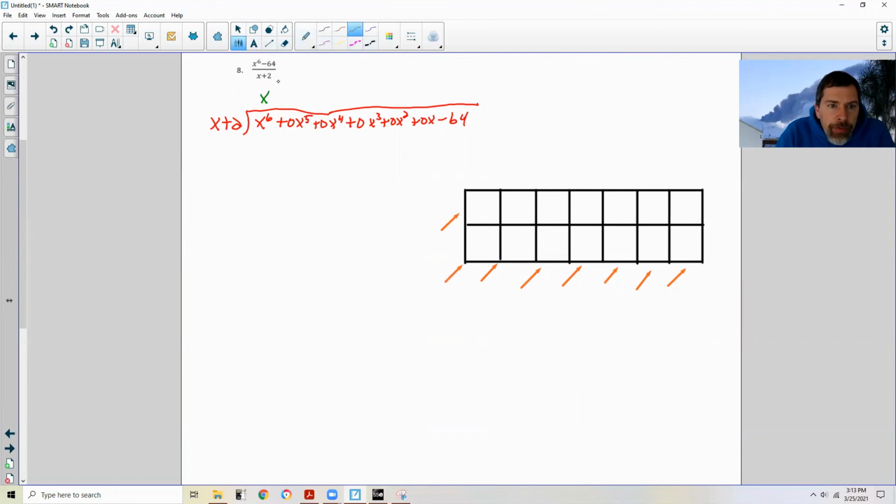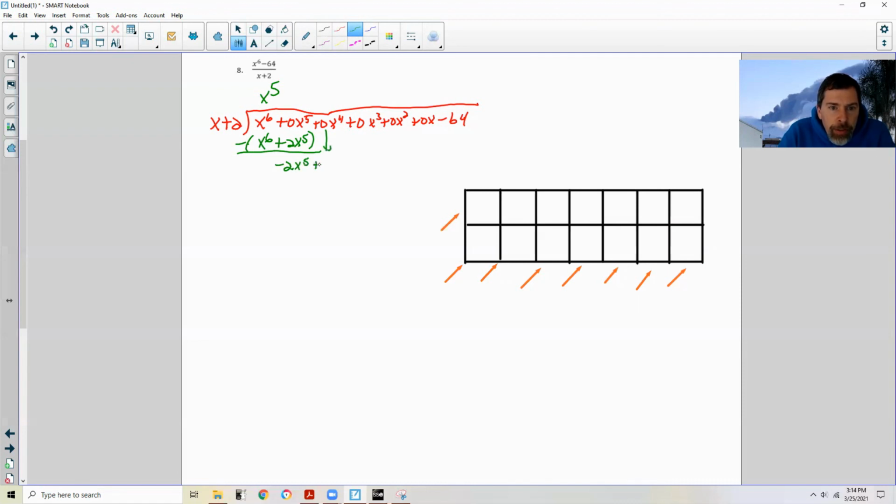X times x to the 5th will give me x to the 6th. Okay, plus 2, x to the 5th times 2 is 2x to the 5th. We are going to subtract that. X to the 5th times x is x to the 6th. X to the 5th times 2 is 2x to the 5th. We subtract them. Sorry about that. And we get x to the 6th minus x to the 6th is 0. 0 minus 2 is negative 2x to the 5th.